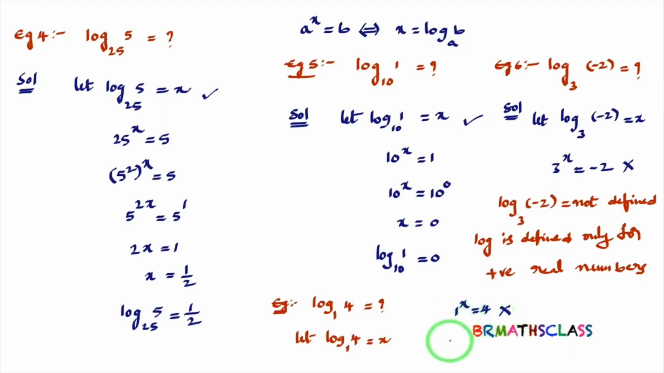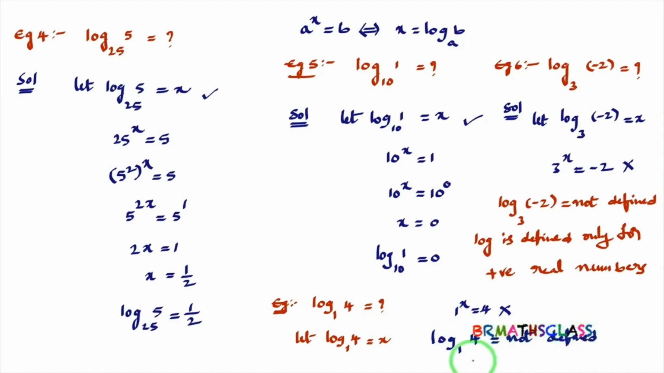Are you understanding? That's why in the definition itself they clearly mention that if a and b are positive real numbers and a is not equal to 1, then only logarithm is defined. So what will you say here, what is the value of log 4 base 1? In the base, 1 is there. That's why this is not defined. Nobody knows its value. It is not defined.